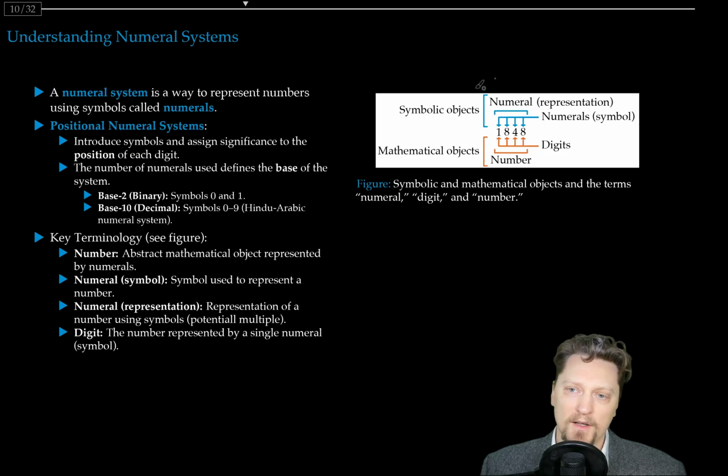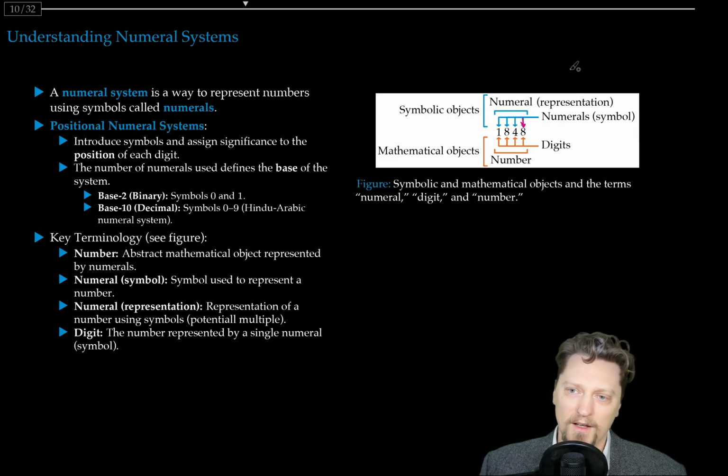Key terminology, we're going to look at this figure here. Number. A number is an abstract mathematical object represented by numerals. So over here on the bottom, the mathematical objects are numbers, and then digits we'll get to in a moment. And then we have numeral as a symbol, the symbol used to represent a number. Each digit, or a symbol here, so those are the symbol numerals. And then numeral as a representation of a number using symbols, potentially multiple symbols. So a numeral as a representation can use multiple symbols.